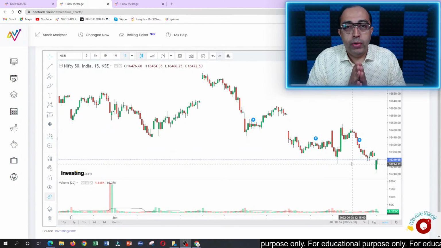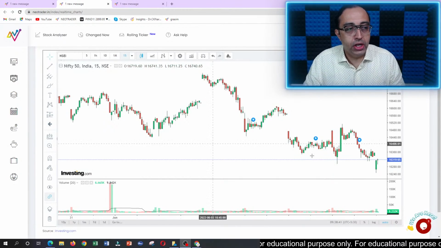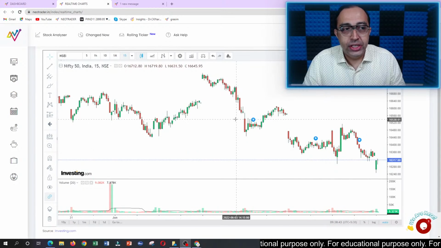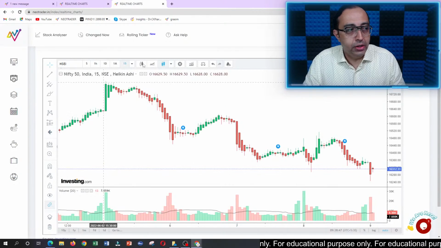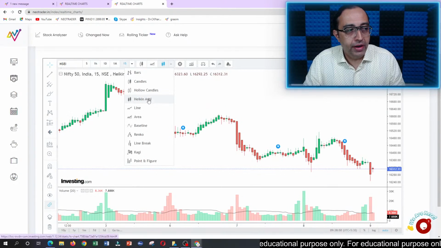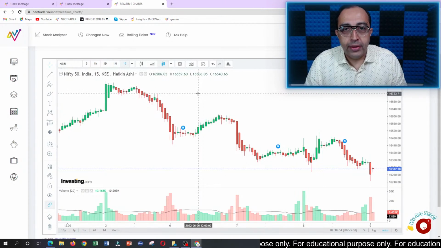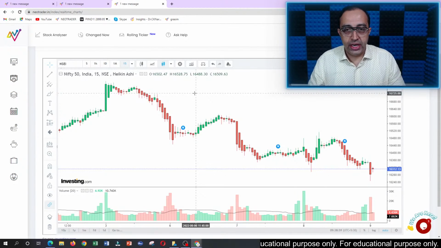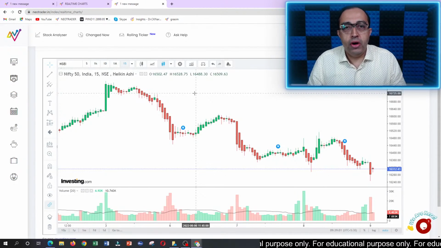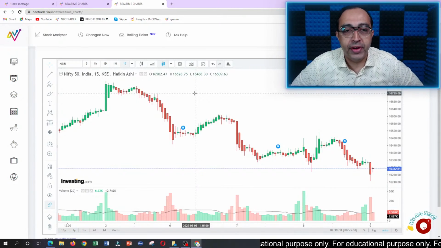So now when you want to look at a Heikin-Ashi chart, all right, this is your normal candlestick chart. Now if you go to the settings here, you will have something called Heikin-Ashi. So this is what a Heikin-Ashi chart looks like. And on a Heikin-Ashi chart, you have got only three types of candle. All right, interesting, right? Only three types of candle.